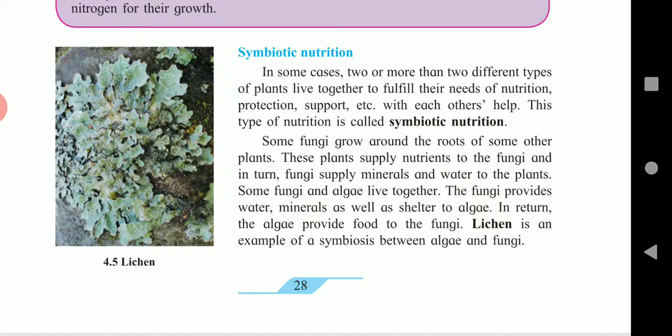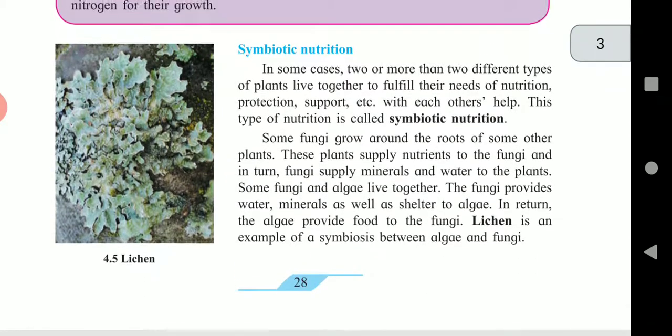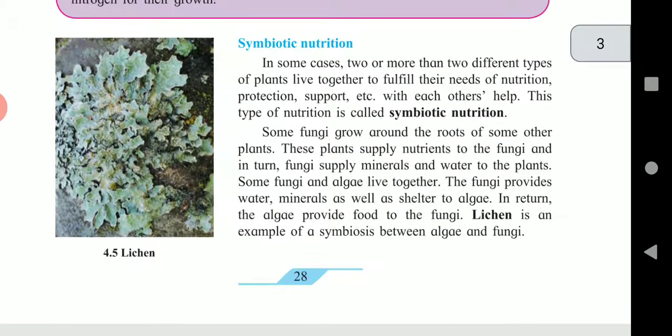These plants use different strategies to obtain their food. Let us see one by one. First one, symbiotic nutrition. In some cases, two or more different types of plants live together to fulfill their needs of nutrition, protection, and support with each other's help. This type of nutrition is called symbiotic nutrition.